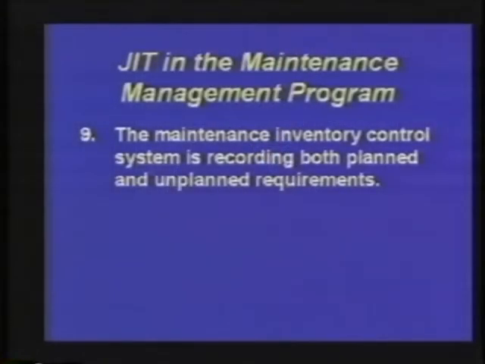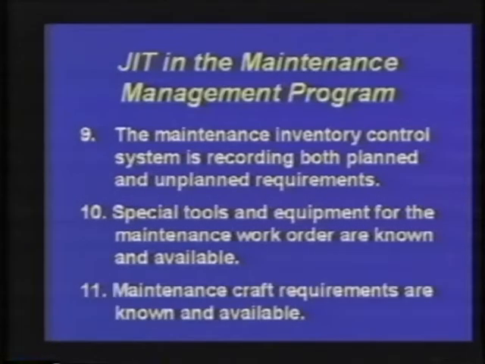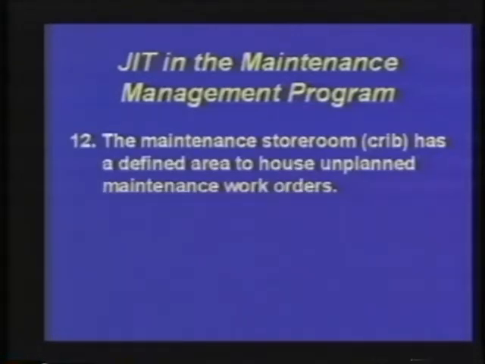The maintenance inventory control system is recording both planned and unplanned requirements, which is in item number 9. All of the special tools and equipment are known and available for the work orders. And step 11 indicates that all of the craft requirements are likewise known. Continuing on page 44, item 12, the maintenance storeroom, which is this program, has a defined area to house unplanned maintenance work orders.